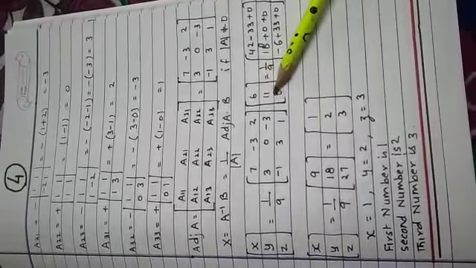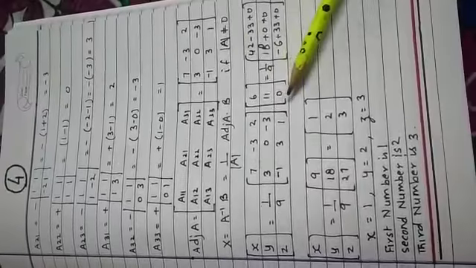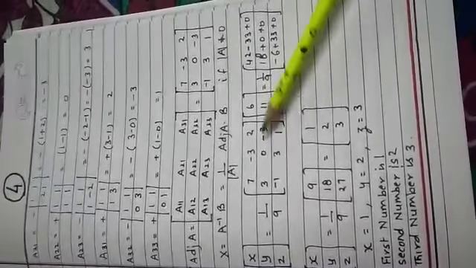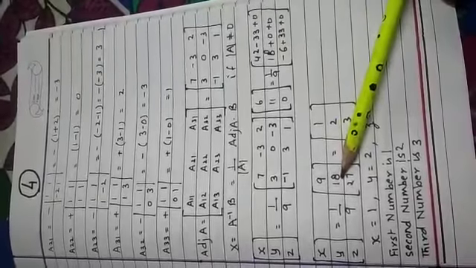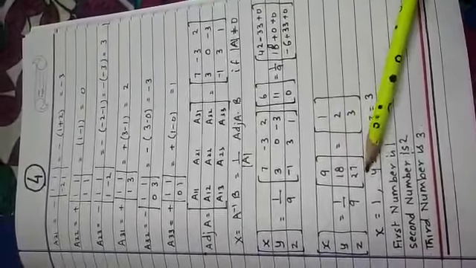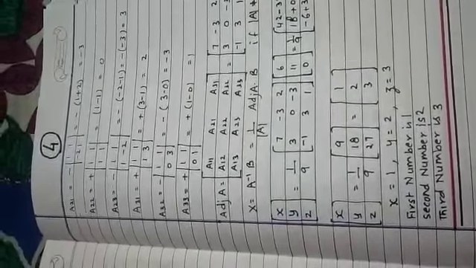Multiply: 7 6s are 42, 11 threes are 33 with minus sign. Then 2 zeros are 0. Then 3 6s are 18. 0 into 11 is 0. Minus 3 into 0 is 0. Then minus 1 into 6 is minus 6. 3 into 11 is 33 and 1 into 0 is 0. On solving we get 42 minus 33 is 9, 18 plus zeros is 18, and minus 6 plus 33 gives 21. Divided by 9 we get 1, 2 and 3. The value of x is 1, y is 2, z is 3. First number is 1, second number is 2, third number is 3.